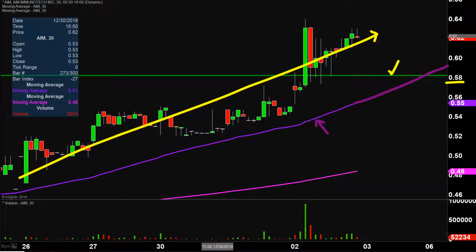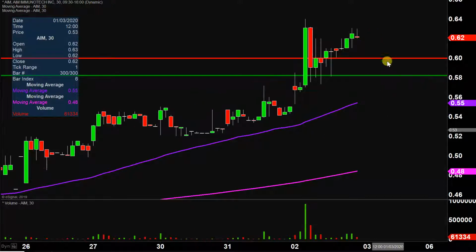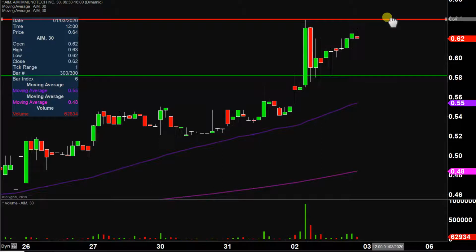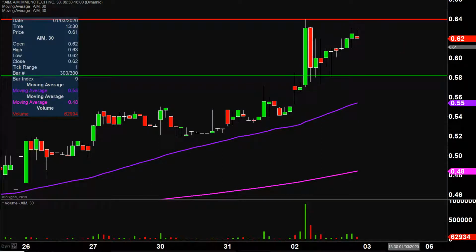What about levels of resistance moving forward? Nothing fancy or complicated here. The party stopped today on several occasions right up there around 64 cents. So 64 cents, public enemy number one going forward. But in all actuality, resistance levels don't matter.